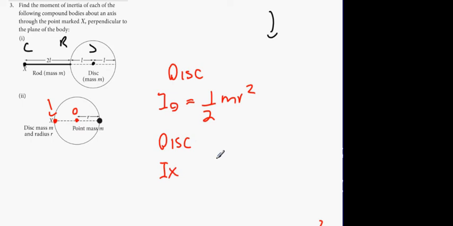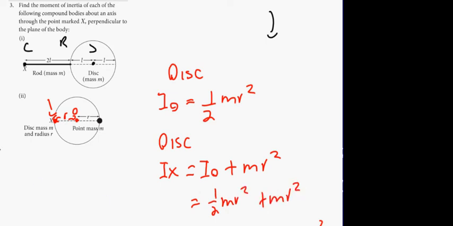We're going to include the disk. It's a distance r away from the x-axis, isn't it? So this is still the disk and the Ix axis, so it's going to be a half. It's the parallel axis theorem because Ix and I0 are parallel, so it's going to be I0 plus mr squared. That's what it always is, m times the distance away. So it's going to be a half mr squared plus mr squared, which gives you 3/2 mr squared.